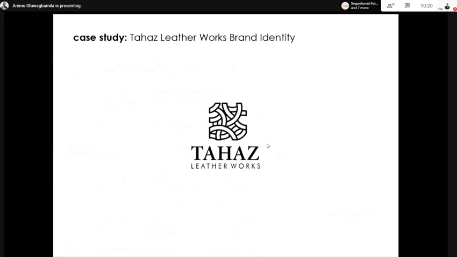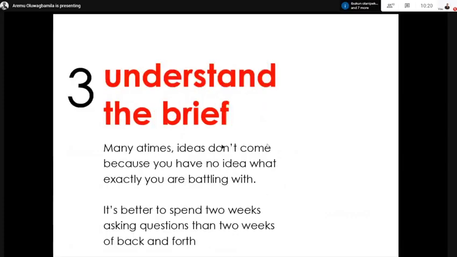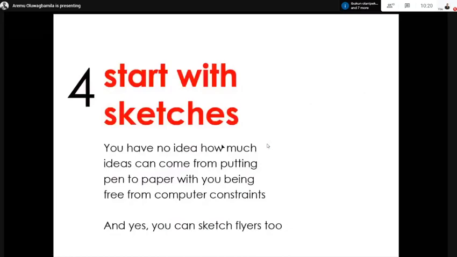Now, because I understood the fact that this person wants creativity, this person wants leather to be depicted, it was easy for me to think in this direction. It was easy for me to think about this idea. I've never seen any logo that looks like this before in my life, yet I was able to think along this direction. Why? Two things: thorough research, understanding the brief, and of course, sketching.